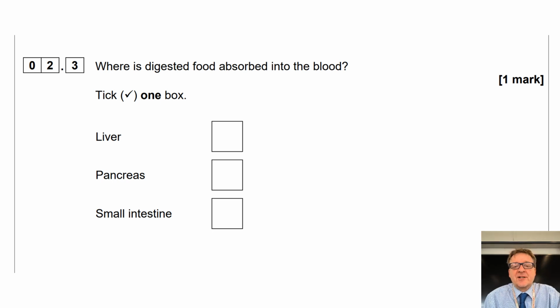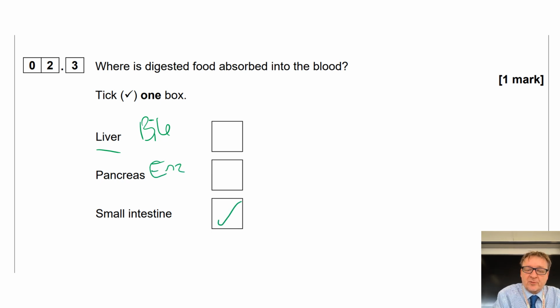Where is digested food absorbed into the blood? The liver's job in the digestive system is pretty much to produce bile. The pancreas produces enzymes. The small intestine's job is to absorb food into the blood.